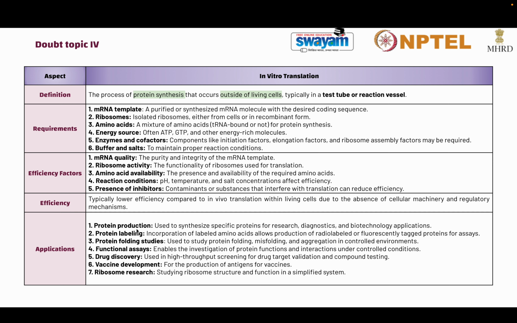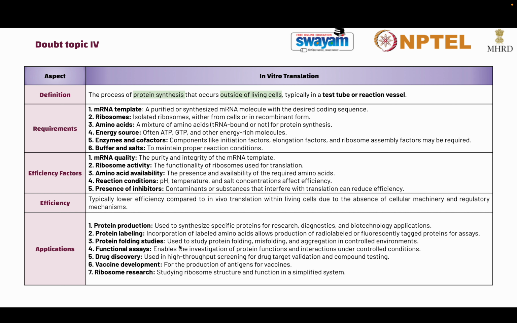So we use this for protein production. If we want to synthesize specific proteins for research, diagnosis, or biotechnological applications, we use in vitro translation. Or we can also perform protein labeling, which means that we can incorporate labeled amino acids to allow the production of radio-labeled or fluorescently tagged proteins for assays. So we perform different assays for which we require the proteins. To perform that, we need in vitro translation.